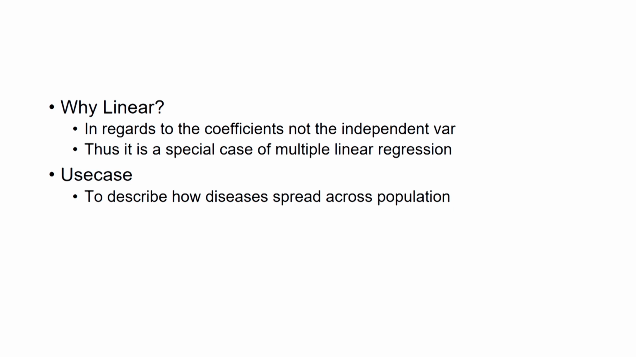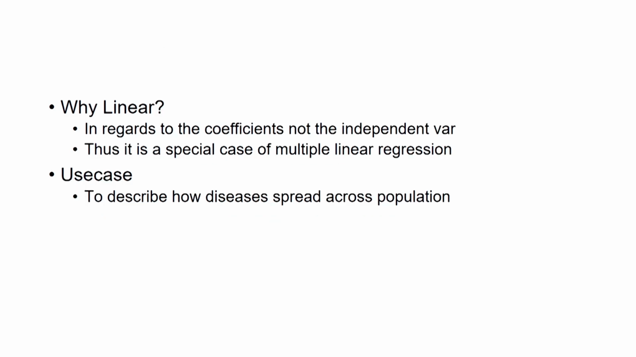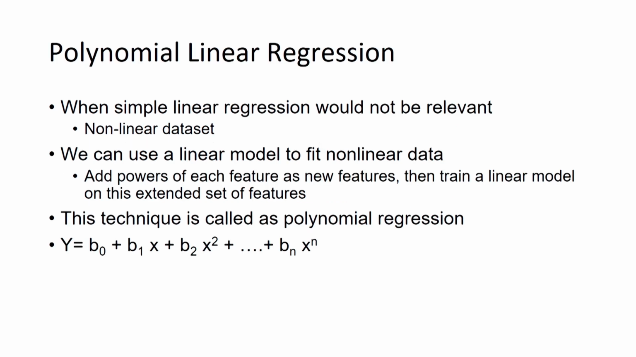So, why are we saying this is polynomial linear regression, while it is learning or showing the non-linear relationship present in the data set? So, why is it linear? Because we are defining this as linear in regards to the coefficients, not to the independent variables.